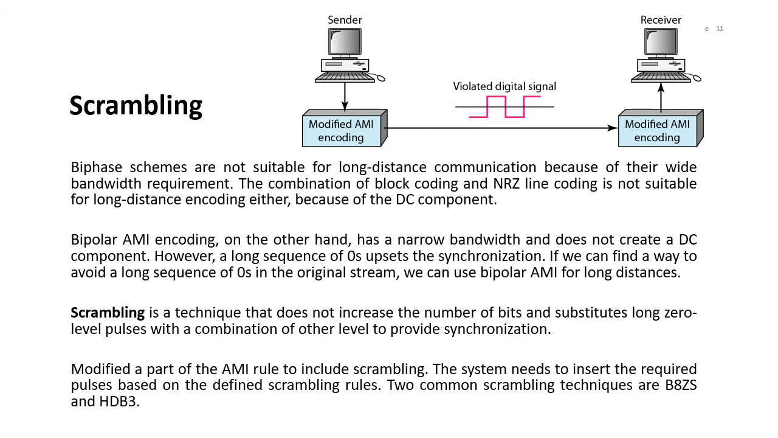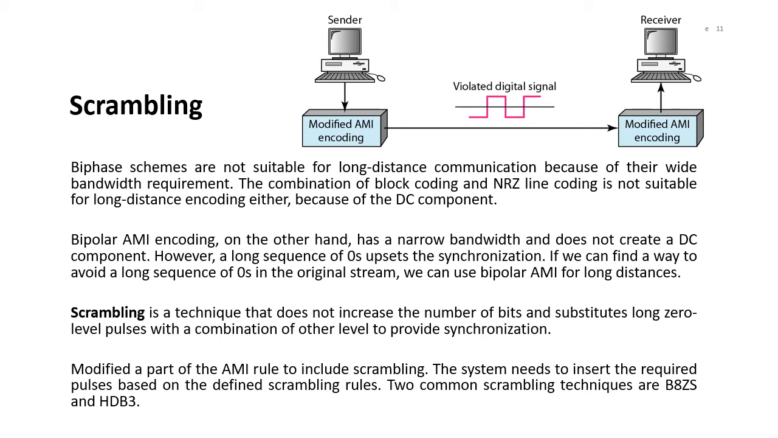From what we've learned in line coding schemes, we see that each of these schemes has its own advantages and disadvantages. For example, biphase schemes are suitable for dedicated links between stations in a LAN, but they are not suitable for long distance communications because of their wide bandwidth requirement. And also, as we saw, the combination of block coding and NRZ line coding is also not suitable for long distance encoding either because of the DC component.